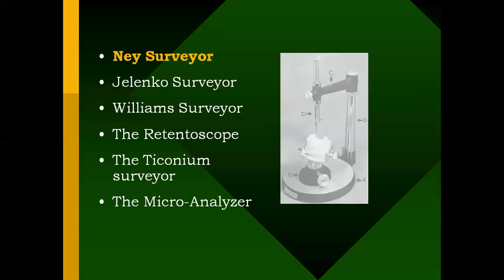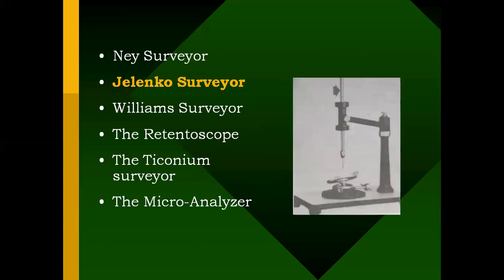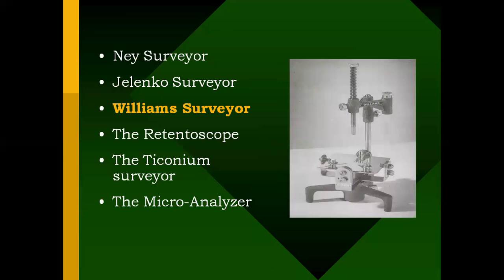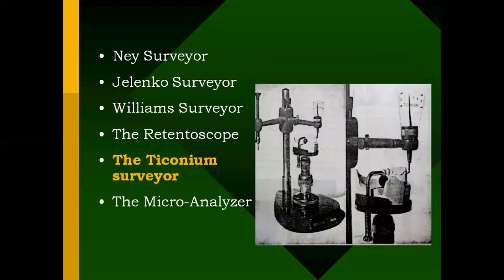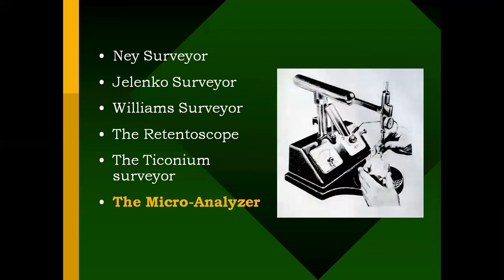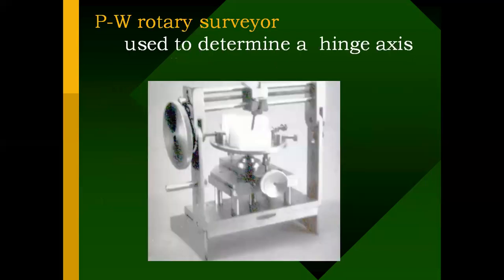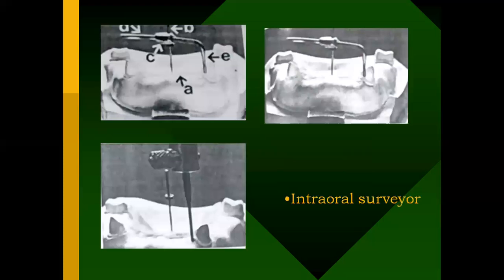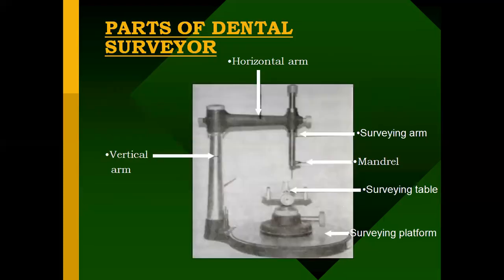Types of dental surveyor. These are various types of dental surveyors: Ney surveyor, Jelenko surveyor, Williams surveyor, the retentoscope, the Ticonium surveyor, the microanalyzer, PW rotary surveyor, which is used to determine a hinge axis, and intraoral surveyor.